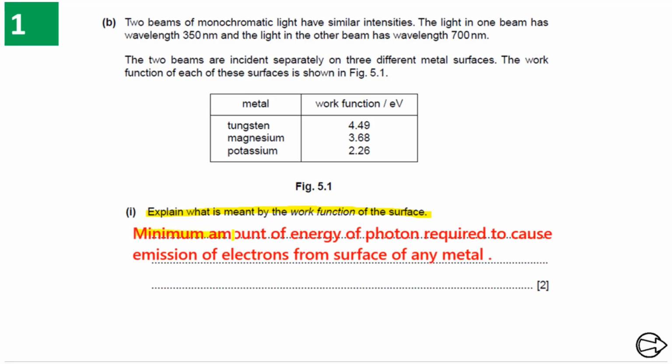We can simply say it is the minimum amount of energy of a photon required to cause emission of electrons from the surface of any metal. We need to mention surface. And we also need to understand that different metals have different work functions. As we can see here, we have 3 different metals. They have 3 different values of work function.